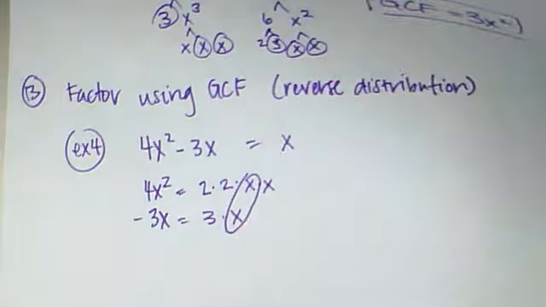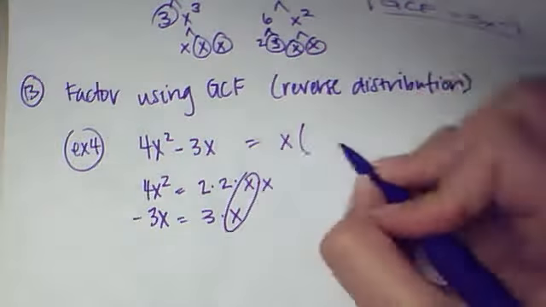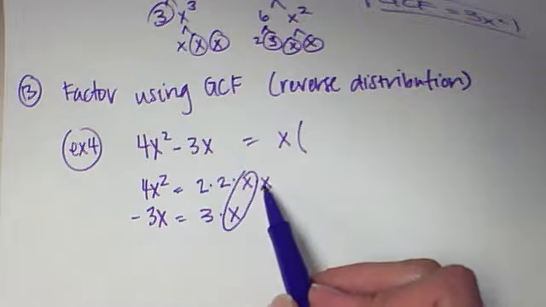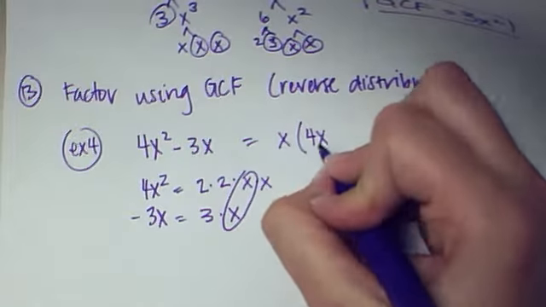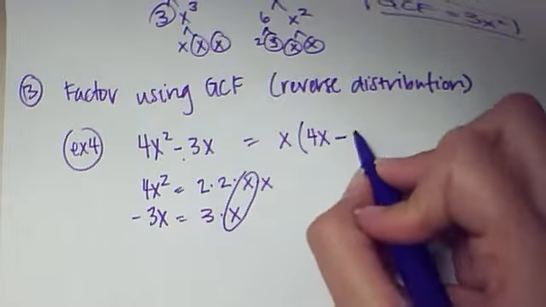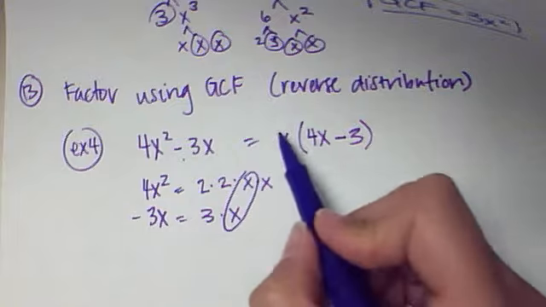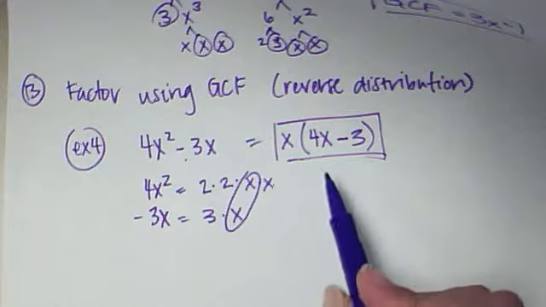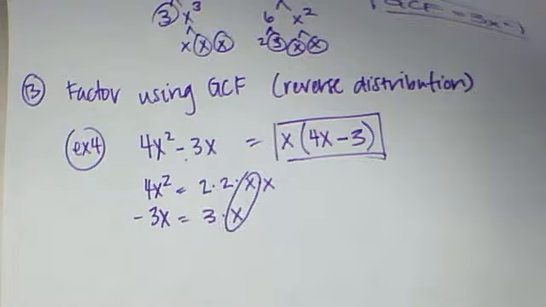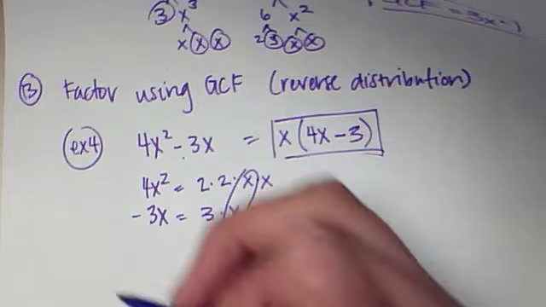What they have in common goes on the outside. What is left over goes on the inside. So what's left over here is 2 times 2, which is 4, times x, which would be 4x. The sign in between was minus, so the sign in between here is minus, and what's left here is 3. And that would be my final answer, my factored form. If I distributed back, x times 4x is 4x squared, and x times negative 3 is negative 3x, that's a good way to check my answer.